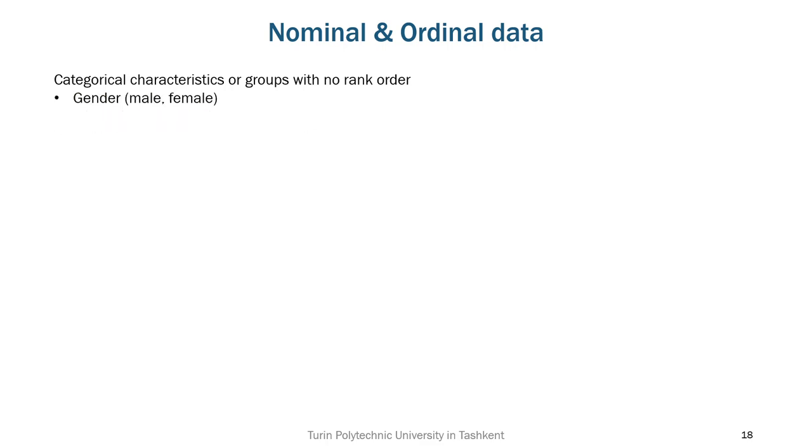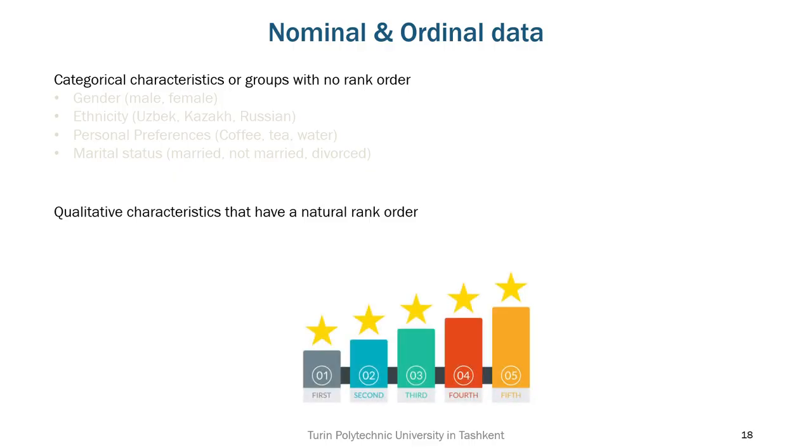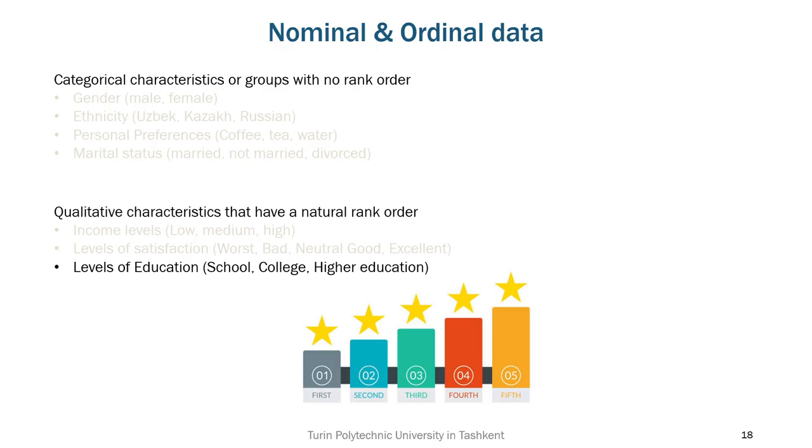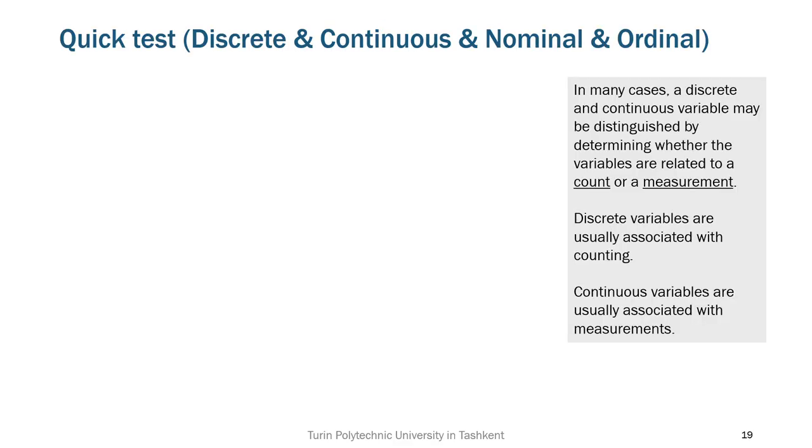Here we can see examples of nominal data like male, female, ethnicities, personal preferences, marital status. But ordinal data can have some qualitative order like first, second, third, like low, medium, high; worst, bad, neutral, good, excellent; school, college, higher education; bronze, silver, gold, and etc.